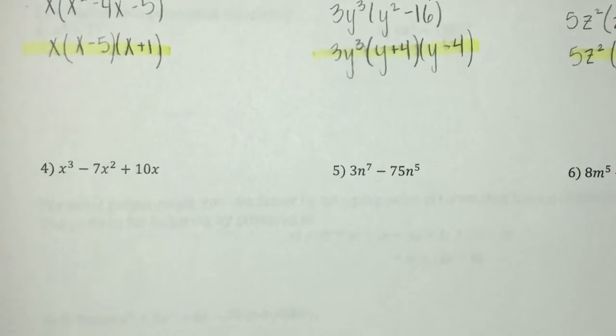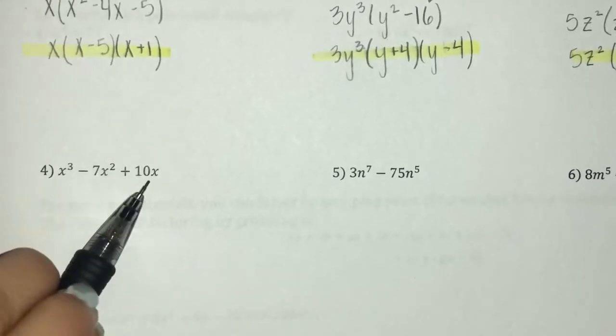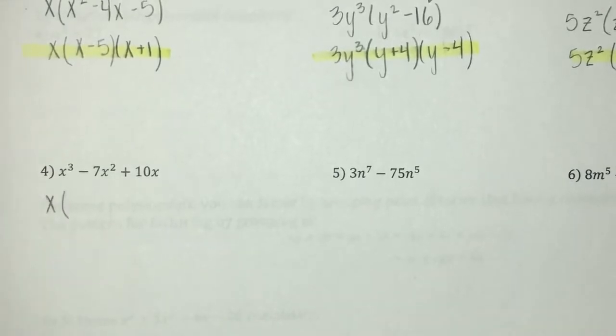And then for 4, x cubed minus 7x squared plus 10x, so check for greatest common factor first still. Each of these has at least x to the first power, but there's no number that I can factor out, so I'll just factor out an x. When I factor out the x, I'll be left with x squared minus 7x plus 10.